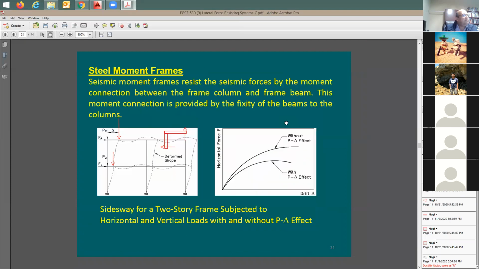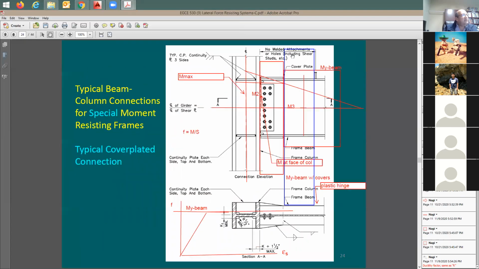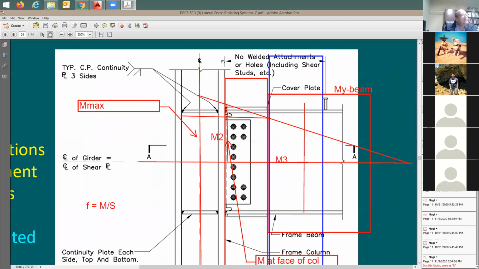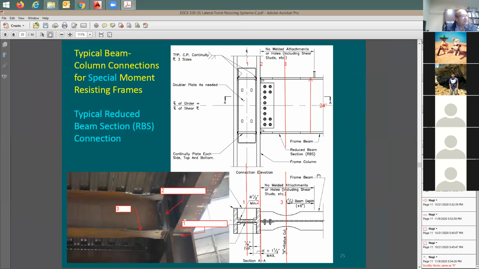Here's a moment frame. And this is going to be the area that we call here the protected zone. You see in the protected zone, it says no welded attachments or holes, including shear studs, which means nothing that you can do here. And this gives you the end of the cut. Look where the cut is going to be now in the RBS. Here's the RBS. So I'm going to say here's the protected zone, which is this section of the moment frame, right? We don't want you to do anything here.